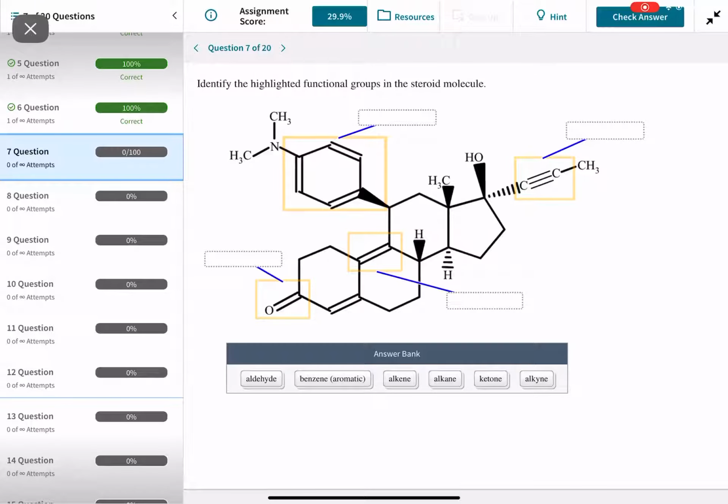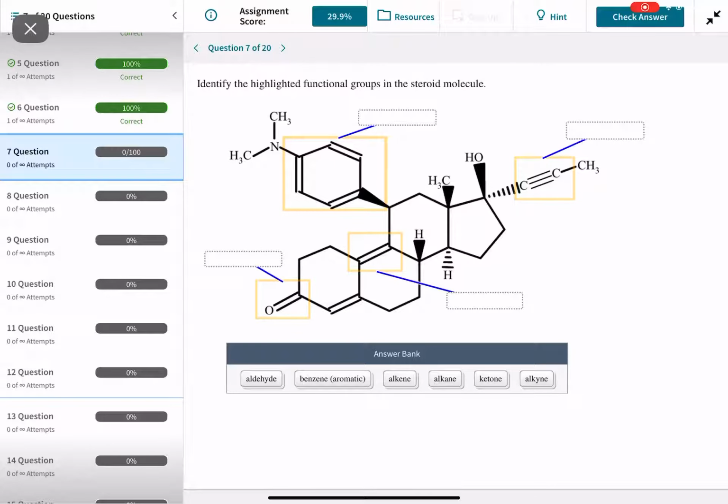So let's take a look at Sapling problems 7 through 13. The first few problems that you have in here are just asking you to identify functional groups. And this should be pretty easy for you, especially if you are using those 3 tables in chapter 11 that have the functional groups named in them.